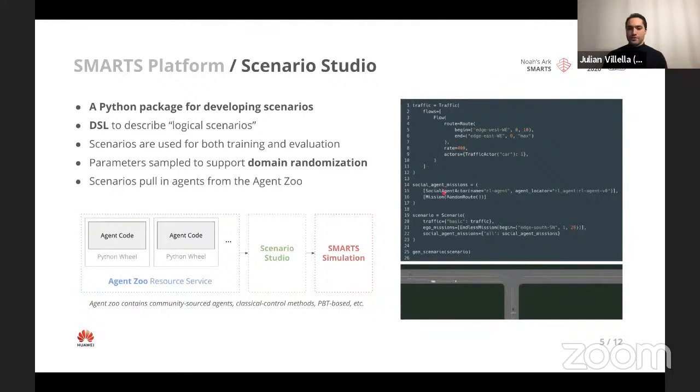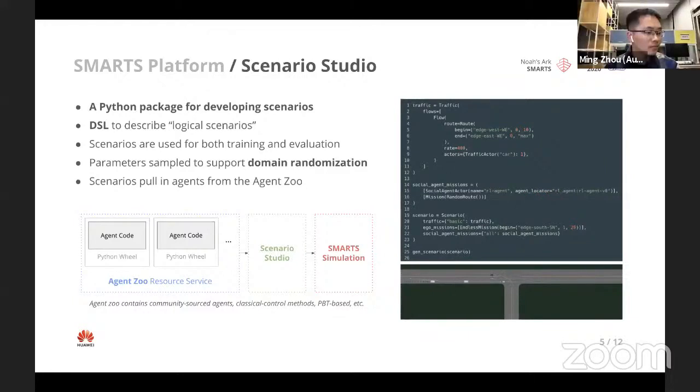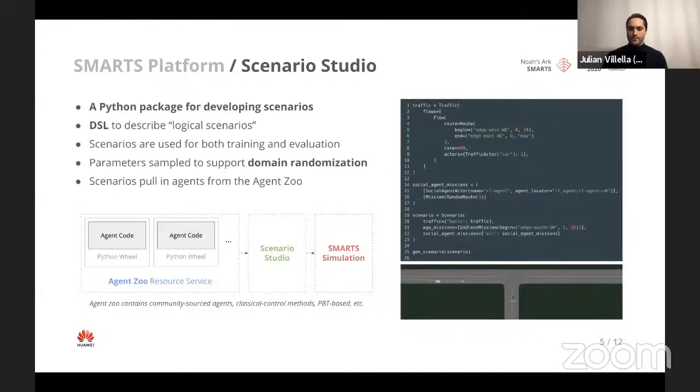Then there are missions for social agents and ego agents. All these concepts are parameterized to support things like domain randomization. This 25-line snippet generates what you have here at the bottom: social or background traffic moving from west to east with an ego vehicle making a left turn. You'll notice there's a reference here, the agent locator, to an RL agent. This is an example of how your scenarios can reference community-sourced agents from the agent zoo that we spoke about earlier.